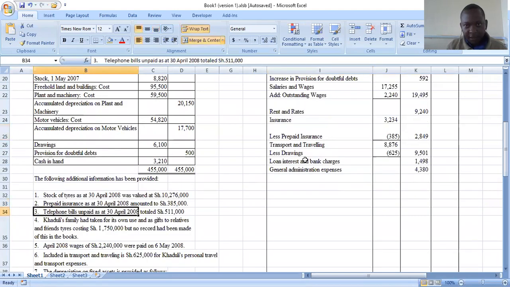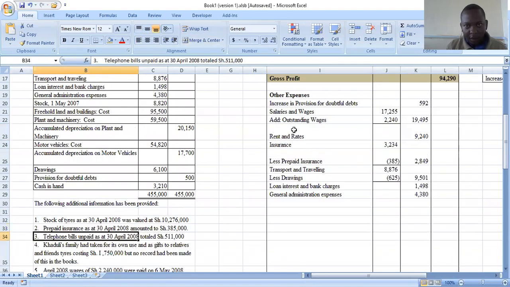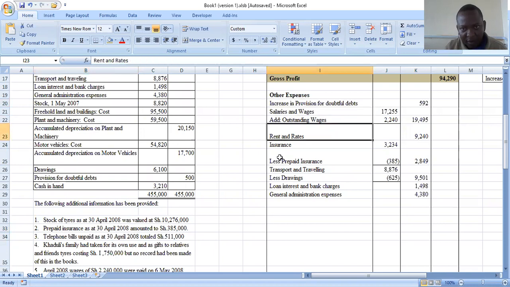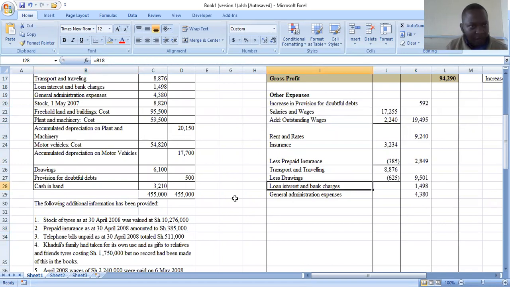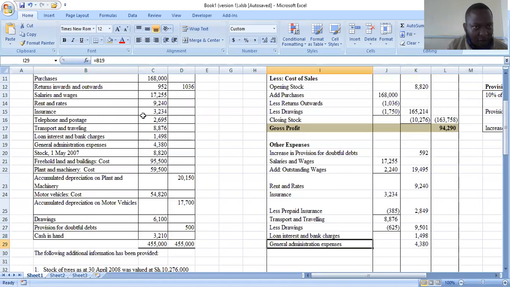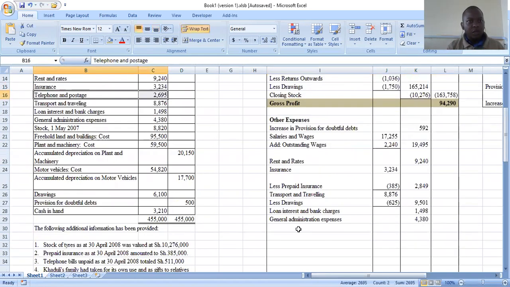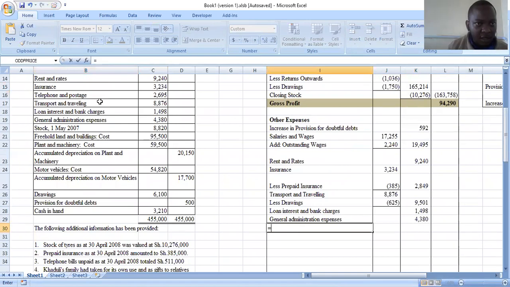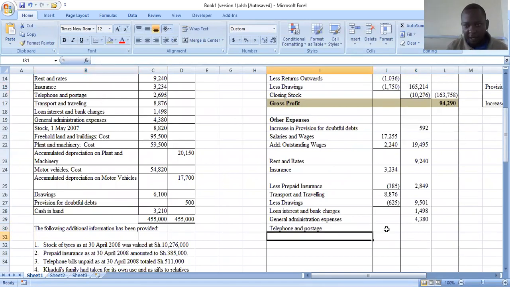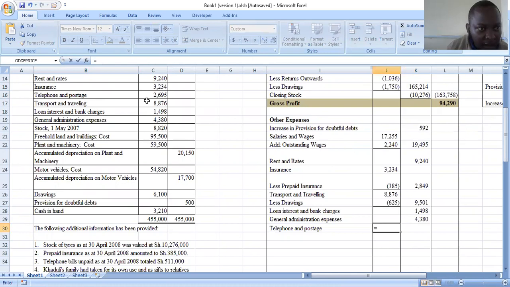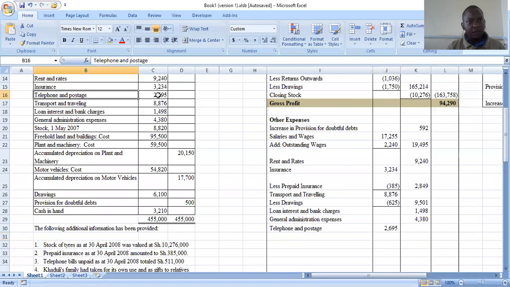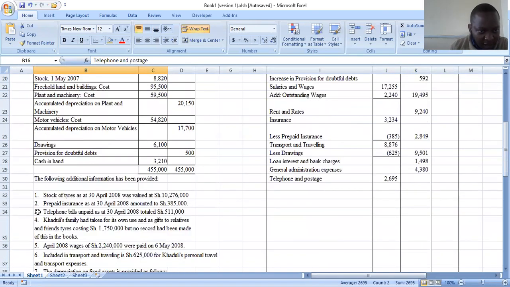Telephone bills unpaid, do we have them? Are they captured anywhere? Do you have telephone in the trial balance? Yes, we had forgotten this. So you have telephone and postage in the trial balance, whose amount is 2695. So we adjust for this number 3.